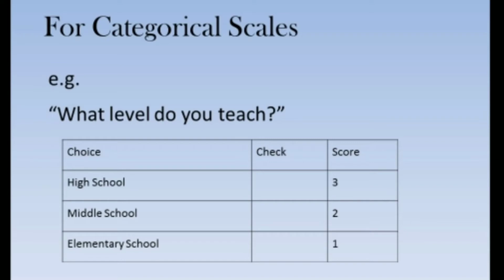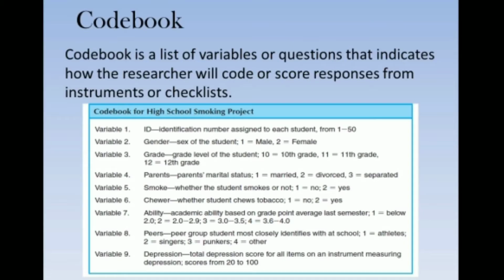Then, for categorical scales, such as what level do you teach? And the choices are high school, middle school, or elementary, you can arbitrarily assign numbers that make sense, such as 3 for high school, 2 for middle school, and 1 for elementary school.